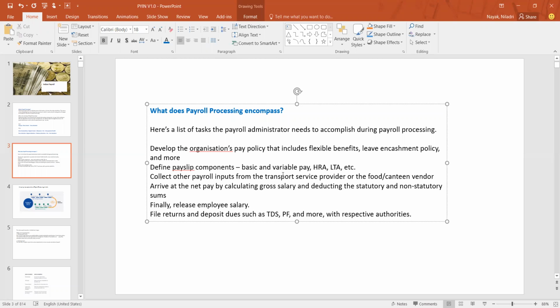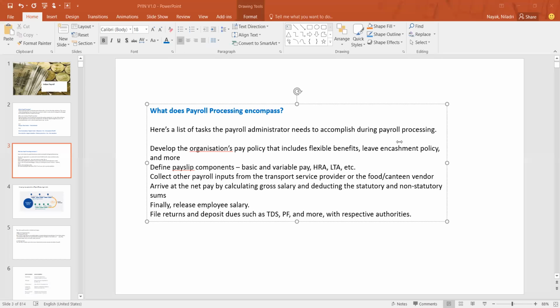Based on the organization, they give benefits based on employees' health issues, their working environment, and the geographical location. Based on that, and on statutory regulations, they are giving some benefits to the employee. Those are the pay policies.